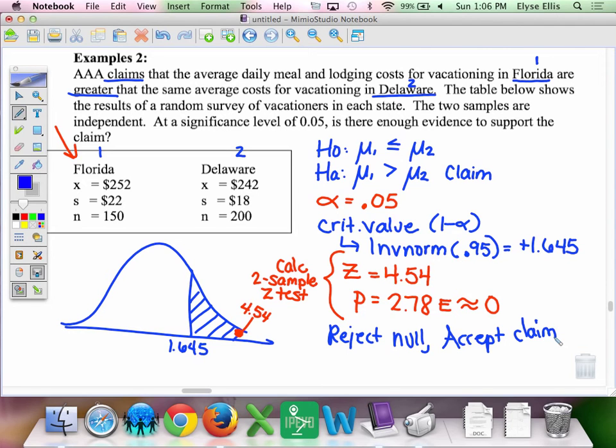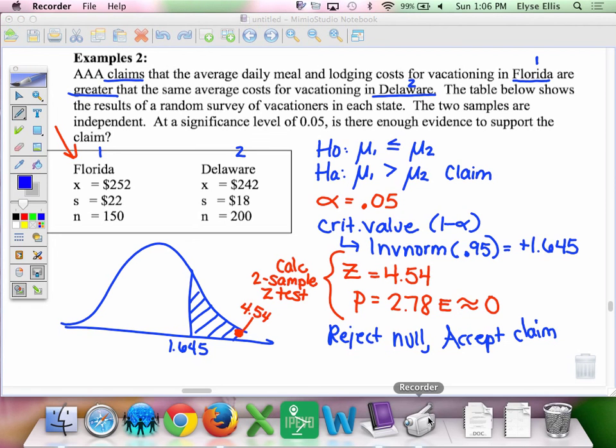Very similar steps. That 2-sample Z-test is the new option in the calculator. And then you do have a couple practice problems for homework. This video will also be on my website. I know I went a little fast, so if you need to catch up, watch it again, slow it down at home, you are more than welcome to do so, and I will be back tomorrow.